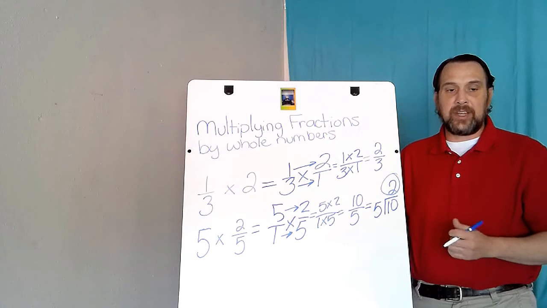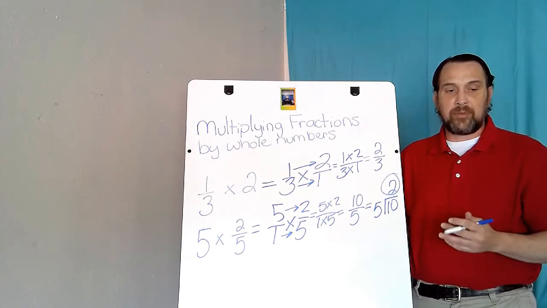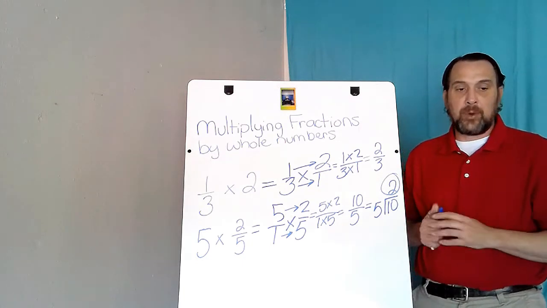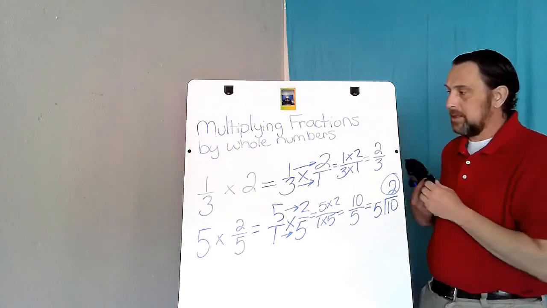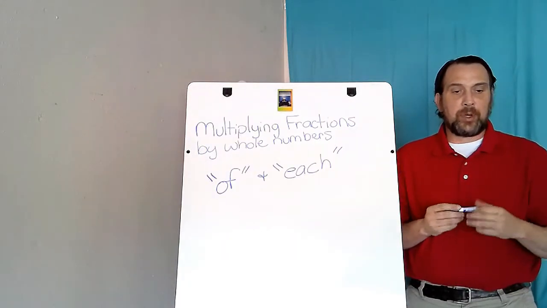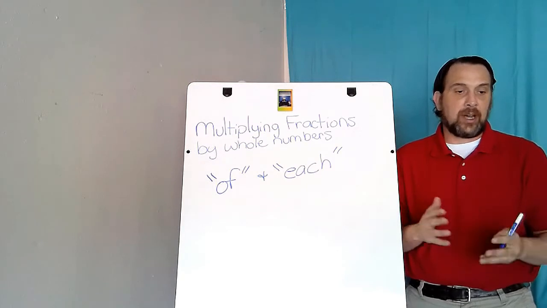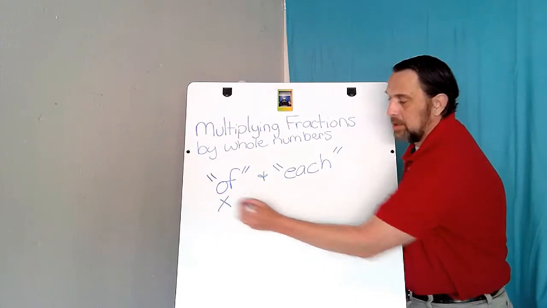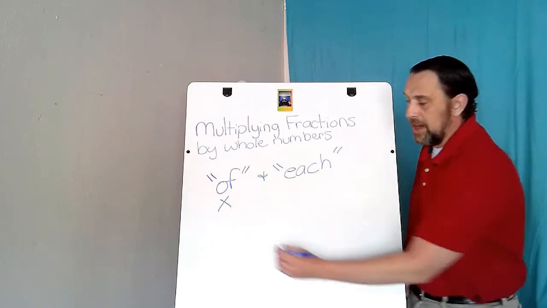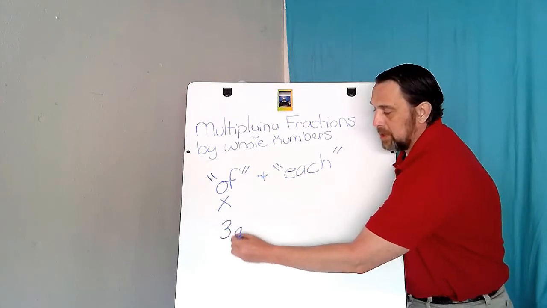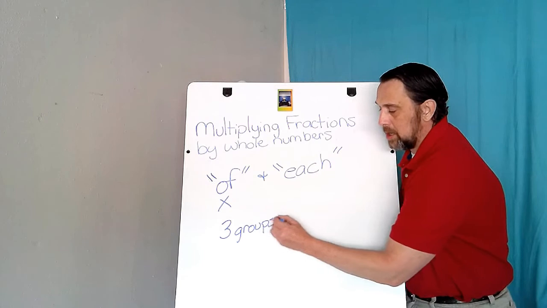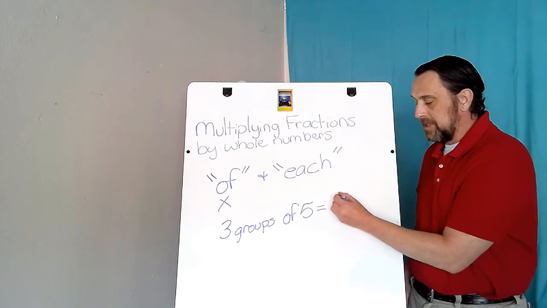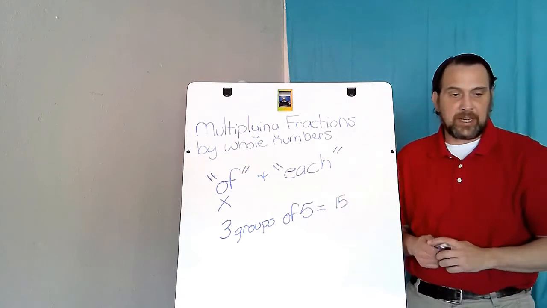In this week's activities, you will run into improper fractions. I'm going to give you a couple key words that are going to help you throughout these lessons. The two key words that are going to help you in the lessons with multiplying fractions are "of" and "each." The word "of" literally means to multiply. If I have 3 groups of 5, that means I have 15. 3 times 5 would be 15.